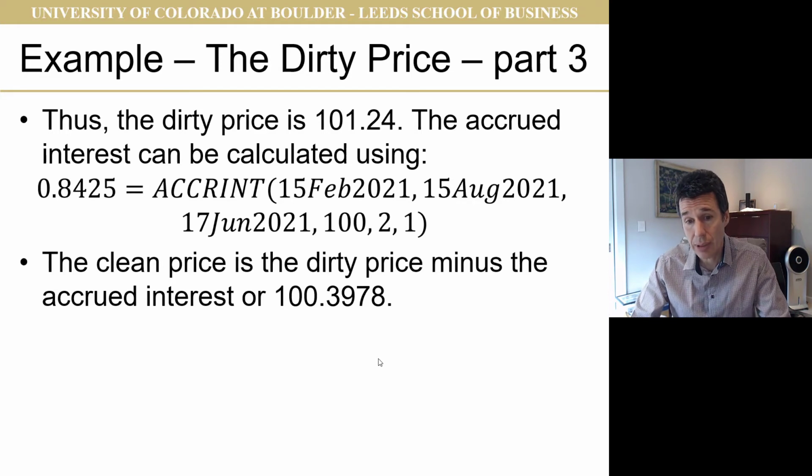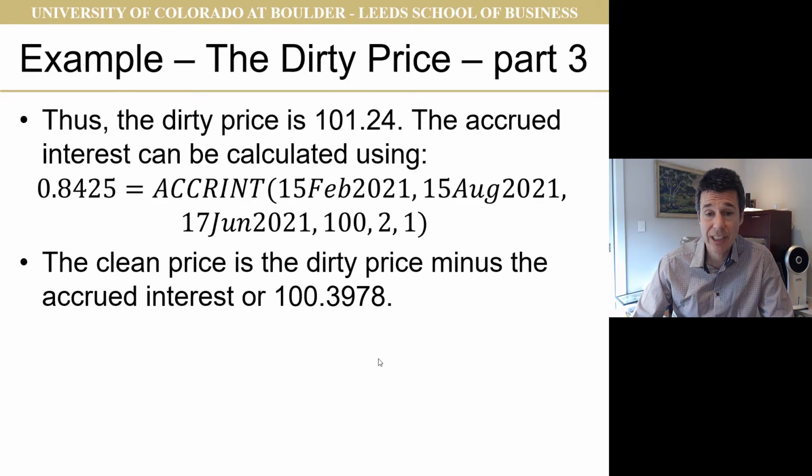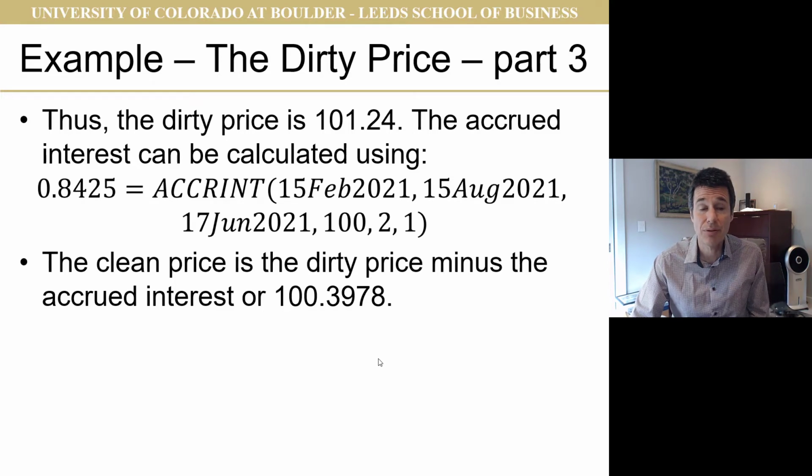We should note, in the market, we quote the clean price, right? So if I were the dealer selling this bond, I would quote 100.3978. If someone bought it from me, I would add in the accrued interest, the 0.8425, calculate the dirty price, and they would pay me the dirty price, right? So I tell somebody else the clean price, they pay me the dirty price.